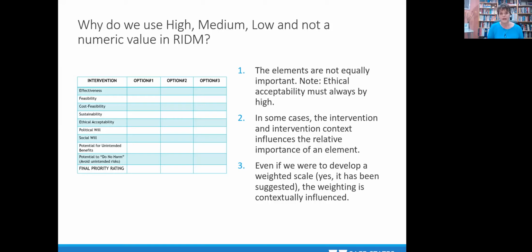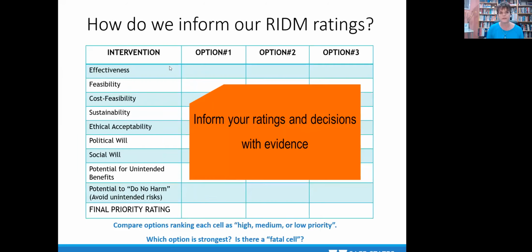Now, the other reason we don't weight is that if we were to develop a weighted scale, the weighting is also going to be contextually influenced. So the variables, for example, in one intervention context, the political will may be extremely important. In others, it may not be. Sustainability may be extremely important, but in others, it may not be. There may be a reason why sustainability is not as important for you in this case. And so we have to consider the contextual specificity of what we're doing. And therefore, any weighting system or any sort of scheme that we develop is going to lock us in to a situation that we do not want to be in when we make our decisions about our programs.